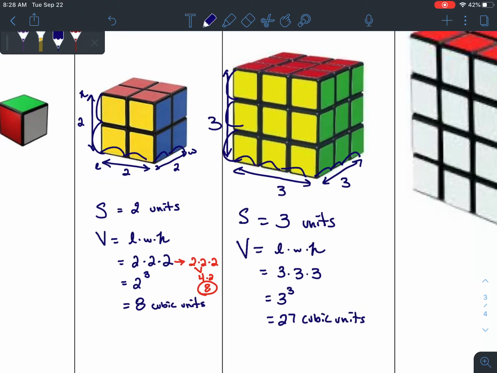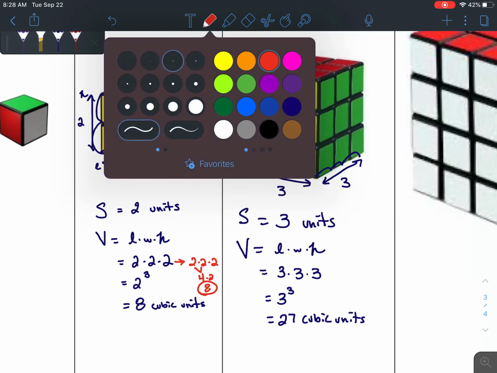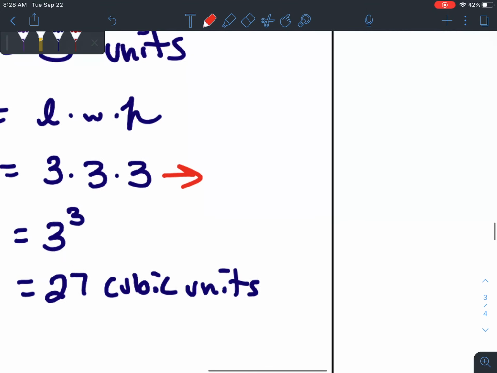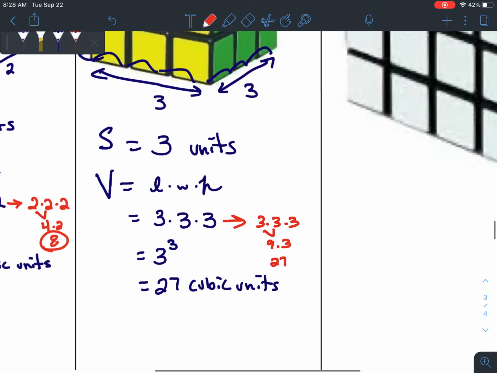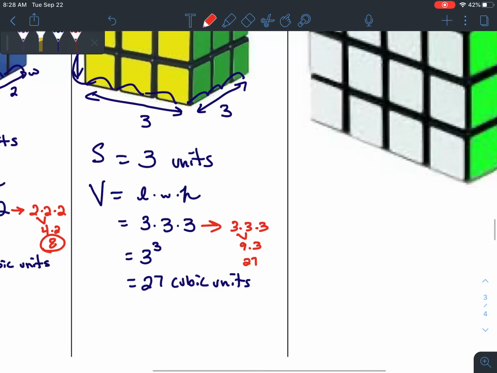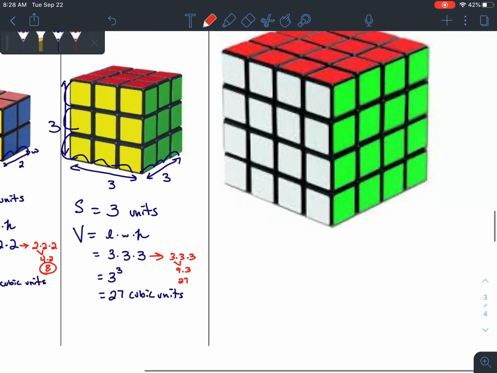It is not 9. Everyone thinks it's 9. It's not 9. 3 cubed is 27. Again, 3 times 3 times 3, 9 times 3, which is 27. It's an oh no. Make sure you're multiplying all of them out. If you're not sure, use a calculator. Don't guess.